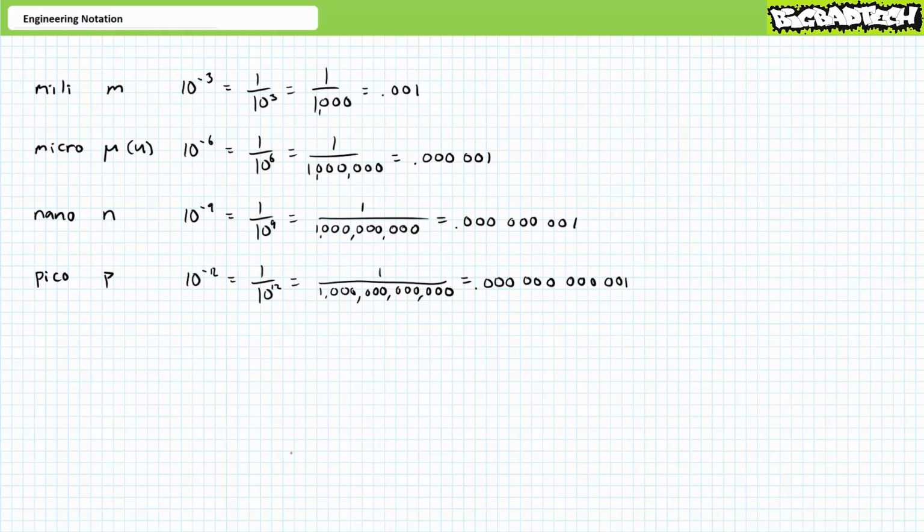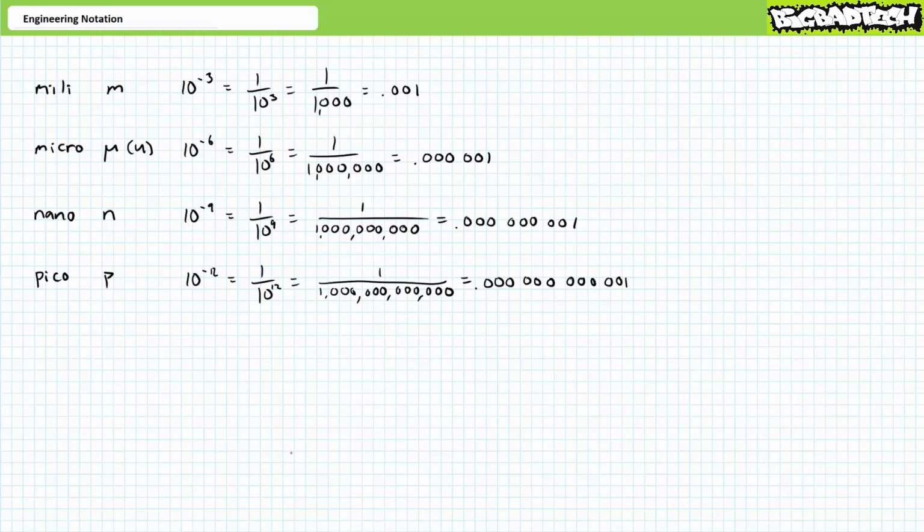Continuing in this fashion, numbers multiplied by a billionth, or 0.000000001, get a nano prefix, which is written as a small n. And lastly, numbers multiplied by a trillionth, or 0.000000000001, get a pico prefix, which is written as a small p.